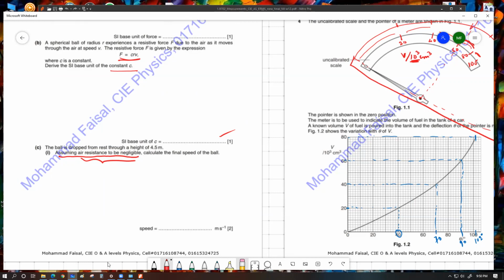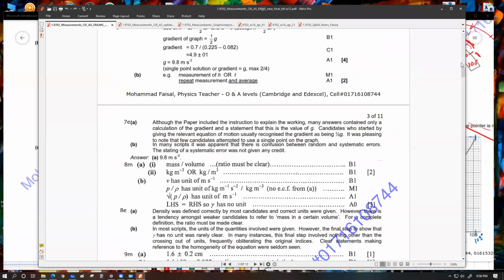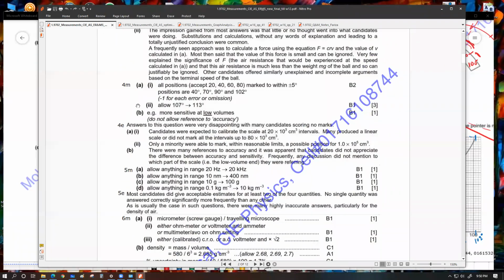এখন আমি জানি না মার্কস স্কিমে কি আছে, মার্কস স্কিমে একটু দেখি আমরা। এটা ছিল কোশ্চেন নাম্বার কত, 4। More sensitive at low volumes. They have given underline mark at the low, so they're expecting this low volume. So I said close to zero, I didn't say low. Do not allow reference to accuracy.